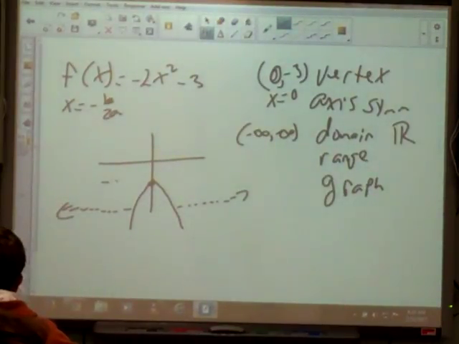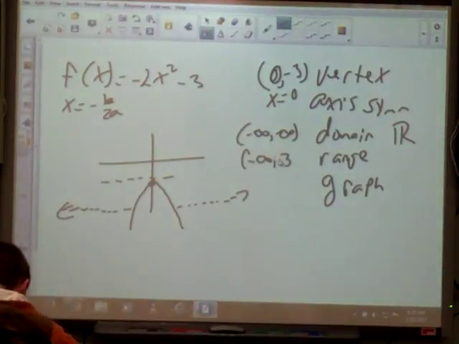you look at the highest point it hits, and that's your vertex, negative 3. So I would say this range, it goes down forever, right? So there's your negative infinity, and then it stops at what Austin said, negative 3. Now, can it hit negative 3? Yeah. So what do I got to put on that? Put a bracket. Bracket, good job.